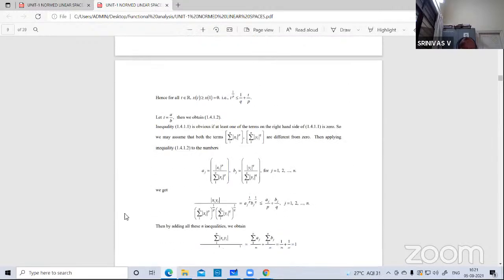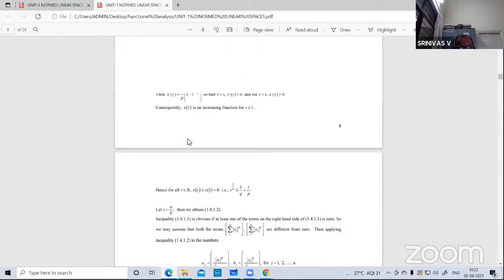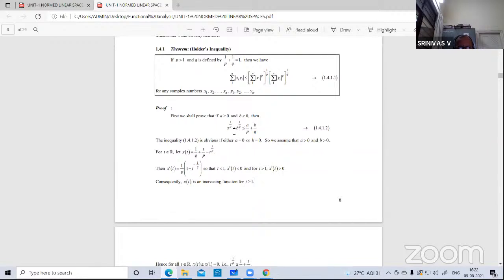Then we take ai to be mod xi power p by sigma mod xi power p, and bj to be mod yj power q by sigma mod yj power q. These are your ajs and bjs. We apply this to aj into bj, by this inequality: aj power 1 by p into bj power 1 by q is less than or equal to aj by p plus bj by q.